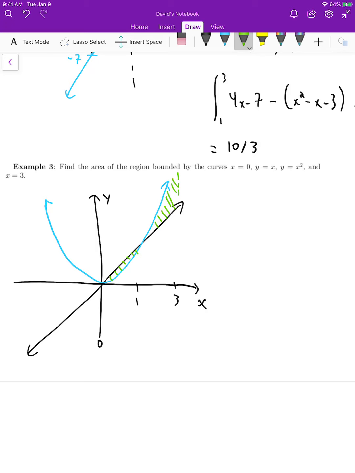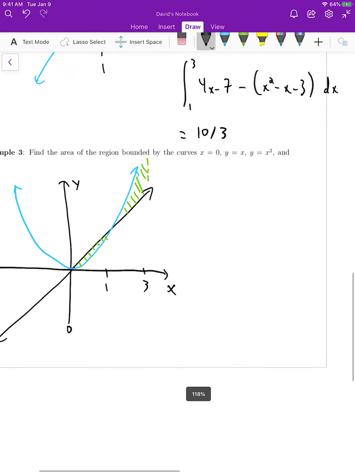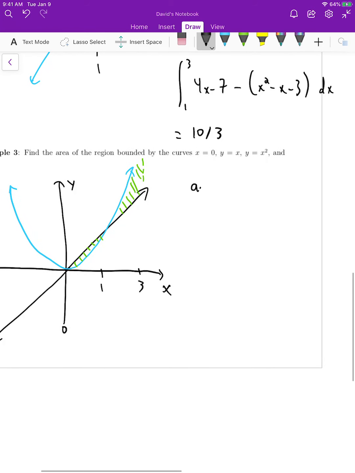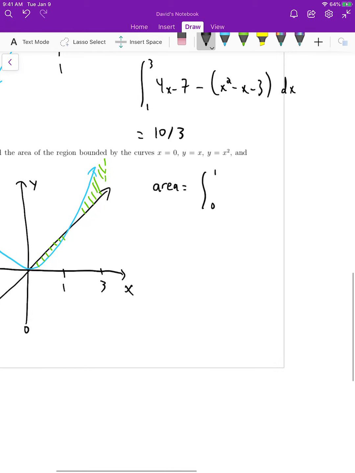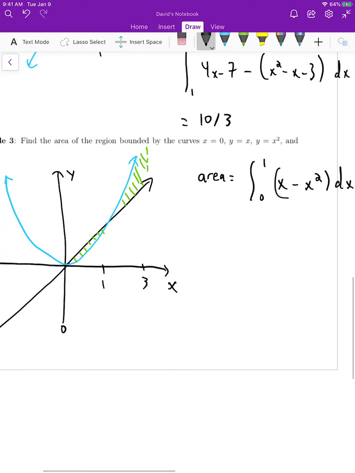So the reason I'm showing you this example is to think about, how do we deal with the fact that the blue curve is the bottom curve sometimes, but the top curve other times? How would you deal with that? And the answer is you just have to do 2 separate integrals. So here, the overall area is like this. It's the integral from 0 to 1, x minus x squared dx. That picks up the green area over here.